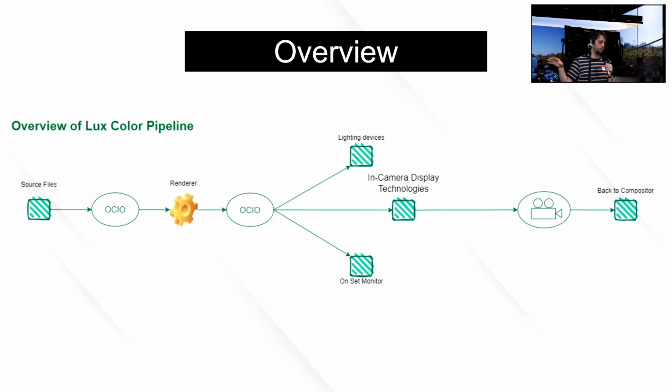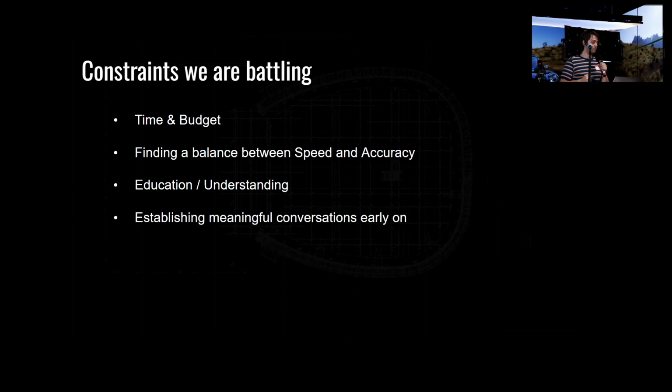We have to manage all of these parts of the chain, or at least help make all of this, hopefully, better. And so some of the things that we're battling are time and budget, just like everybody else. It's the same situation as normal. We're generally trying to find a balance between speed and accuracy. If you give me an infinite amount of time, I can make everything look as perfect as possible, but that's obviously not conducive to actual production. You want to do it as fast as possible, as best as possible, given the constraints and the desired outcome.